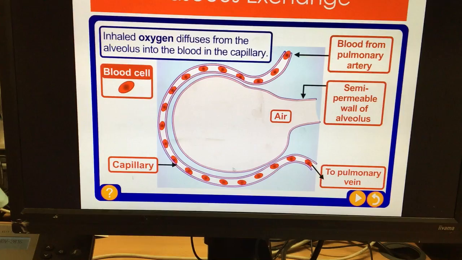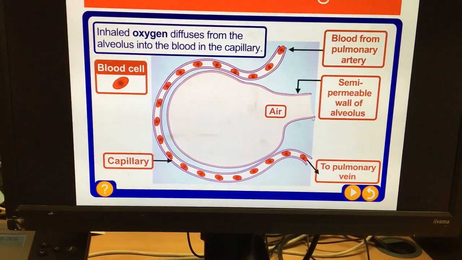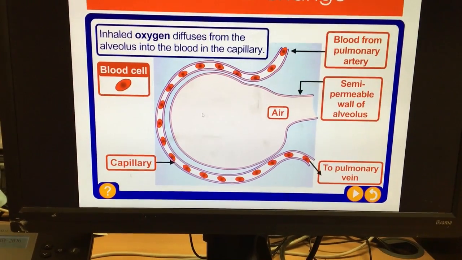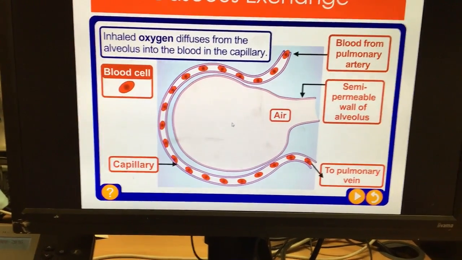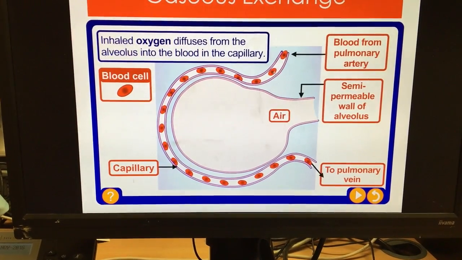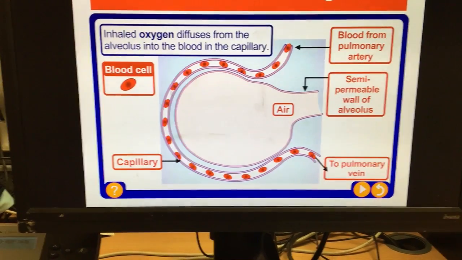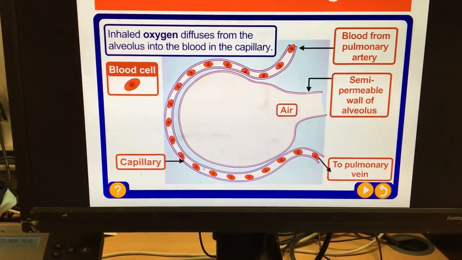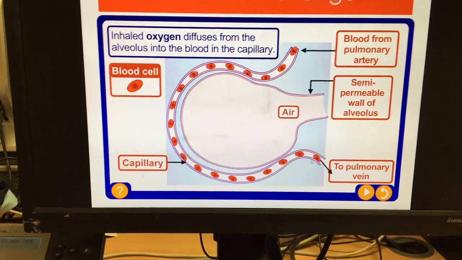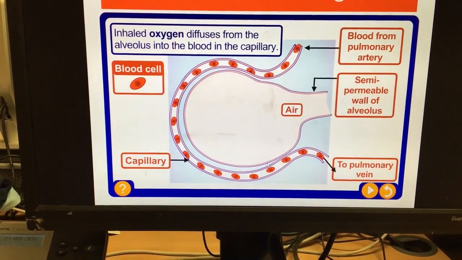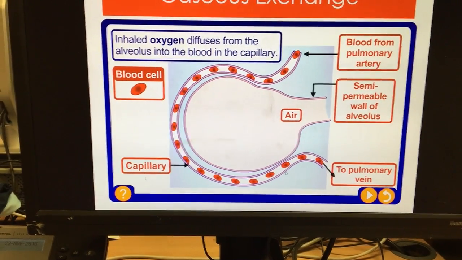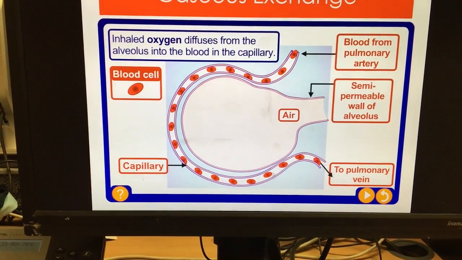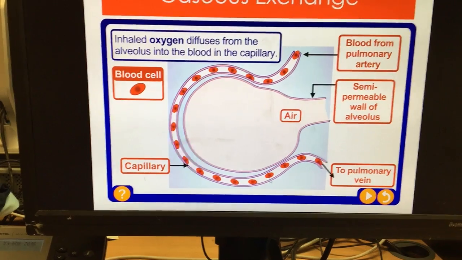Now when the air meets this, the wall of the alveoli is what we call semi-permeable, which means that it is one cell thick. And what that means is that gases are able to pass through this wall. Now, what we've also got is this snake-like shape. This snake-like shape is a blood vessel, and it's otherwise known as a capillary. This also is one cell thick and is a semi-permeable wall. And what that means is that things can pass through this wall.